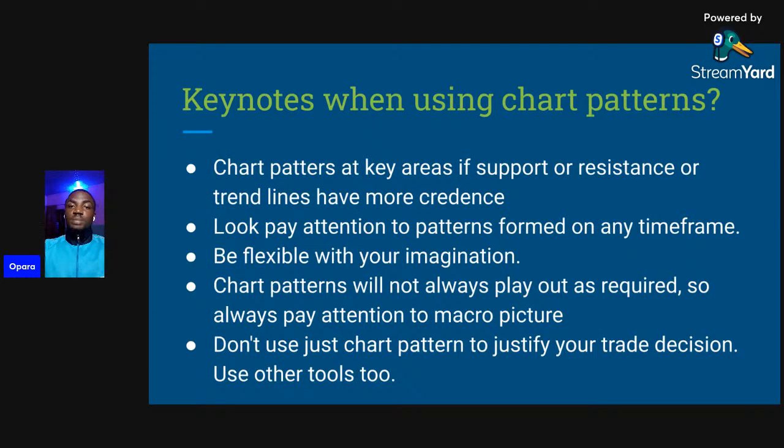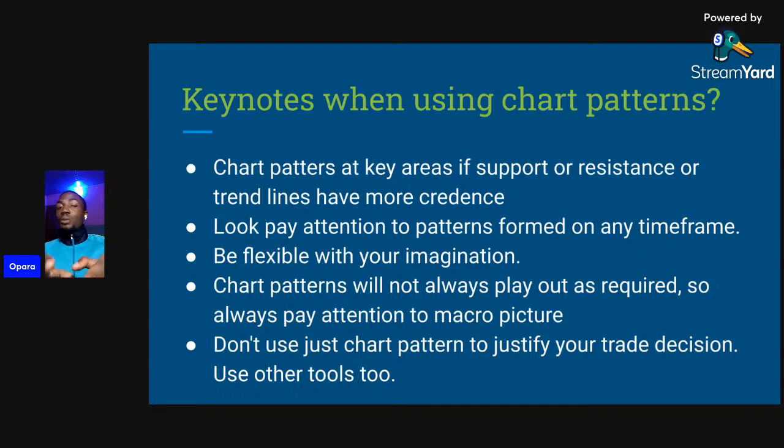Okay, so this is the last thing we have for today. Keynotes when using your chart patterns. Number one, chart patterns at key areas of support and resistance. A key area of support or resistance or trend lines have more credence. I just showed you why it had more credence, because of course, imagine a double bottom happening at the support.